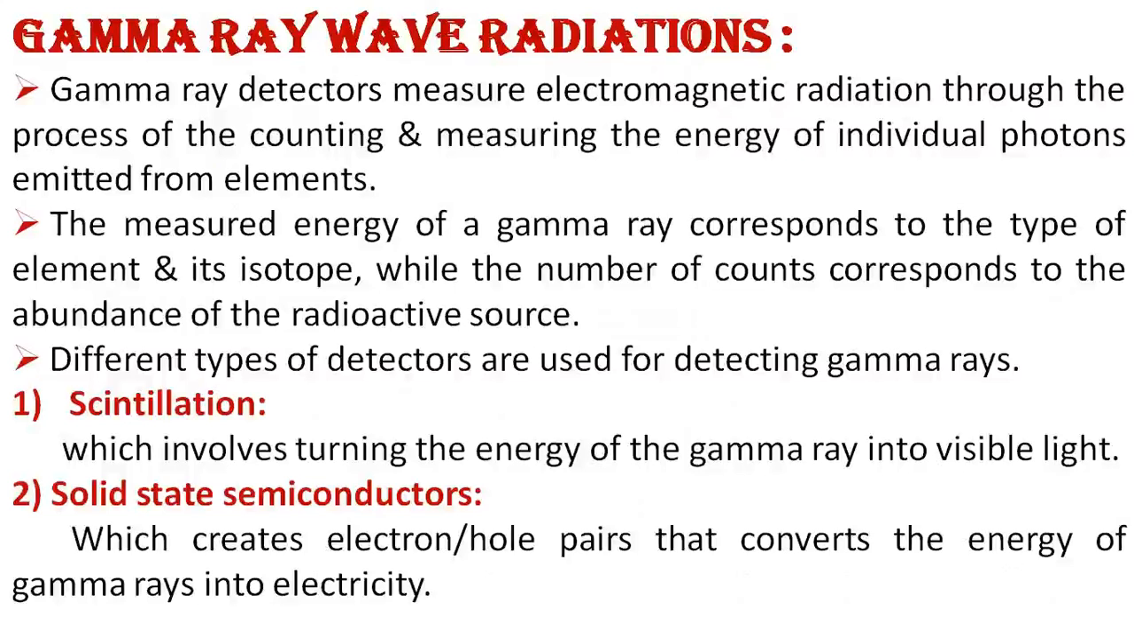Gamma ray detectors measure electromagnetic radiation through the process of counting and measuring the energy of individual photons emitted from elements. The measured energy of gamma rays corresponds to the type of elements and their isotopes, while the number of counts corresponds to the abundance of the radioactive sources. Different types of detectors are used for detecting gamma rays. First, scintillation, which involves turning the energy of the gamma rays into visible light. And secondly, the solid state semiconductor, which creates electron hole pairs that convert the energy of gamma rays into electricity.